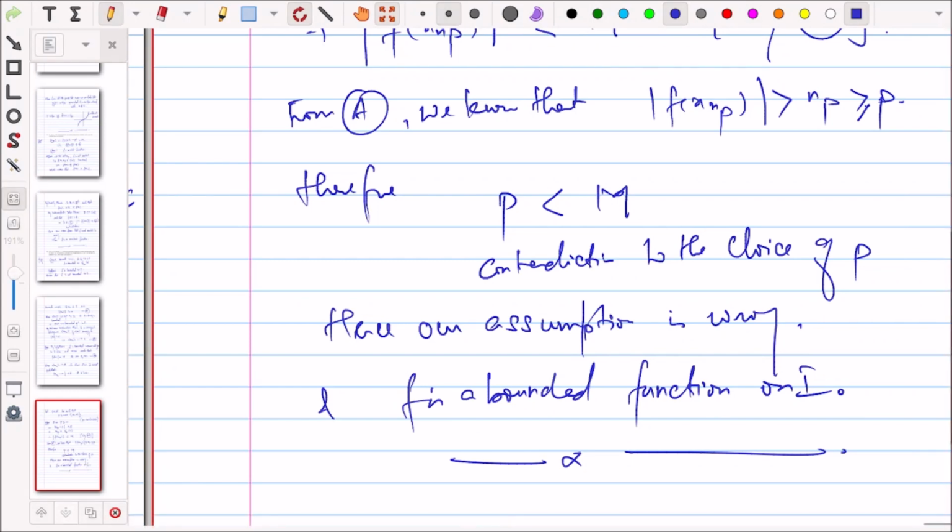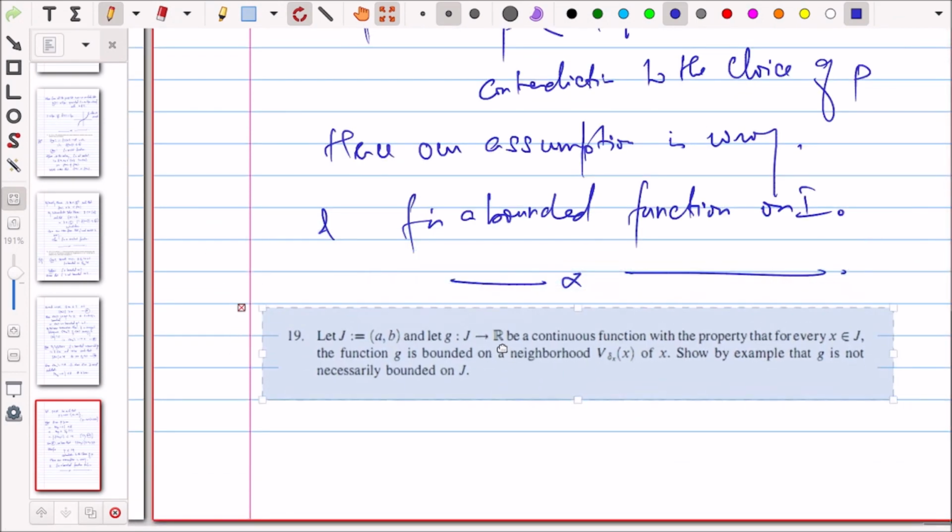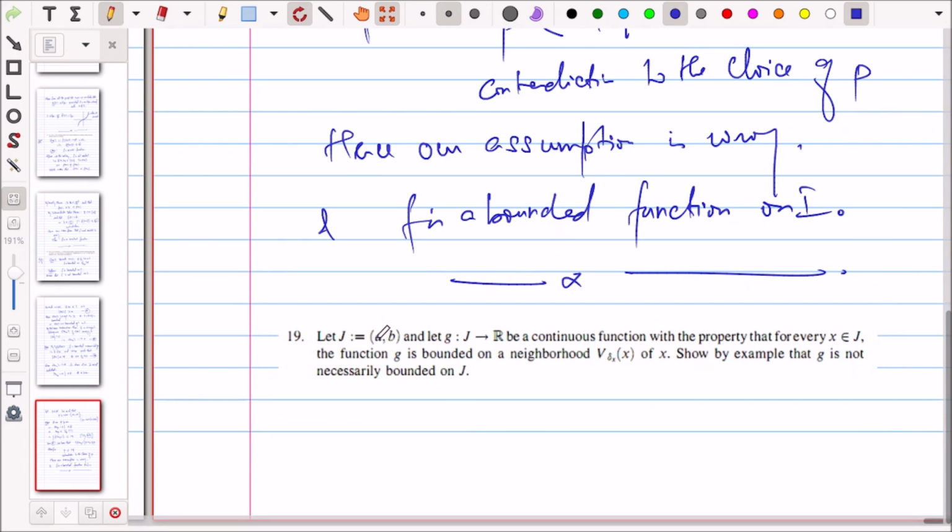Now let us move to question number 19. It is similar to what we have done in question number 18. We just have to give an example for this. What it is asking is, let J be any open interval. G is a continuous function on J with the property that G is bounded on every neighborhood. So it satisfies the same property, except that this J is not closed.